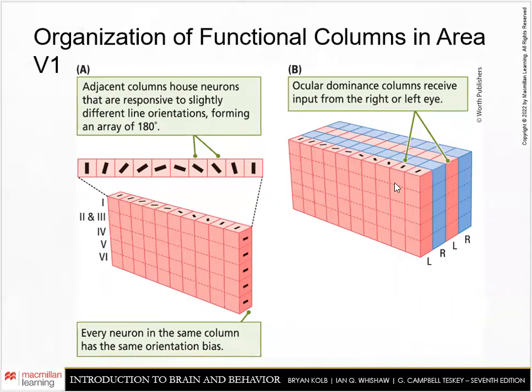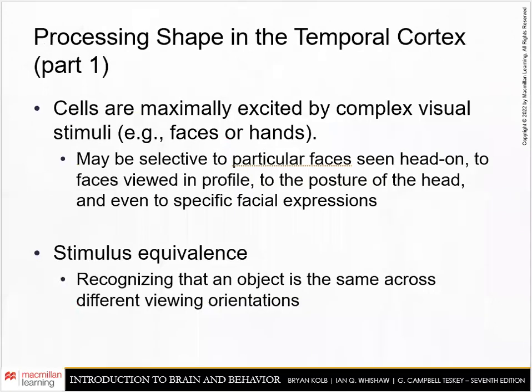And we can see some of that here where there's the ocular dominance columns that receive input from the right eye or the left eye. These cells are maximally excited by complex visual stimuli, like hands or faces or whatnot. They may be selective to particular faces seen head on, to faces viewed in profile, to the posture of the head, and even to specific facial expressions.